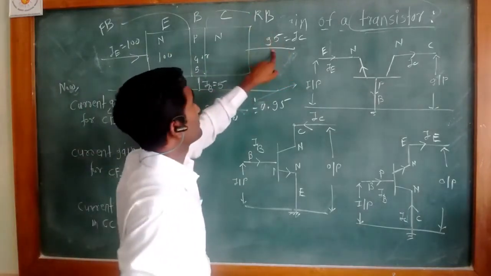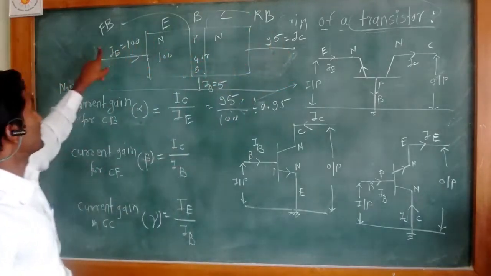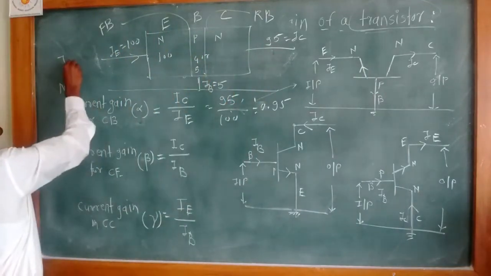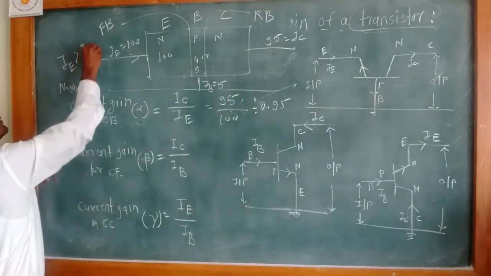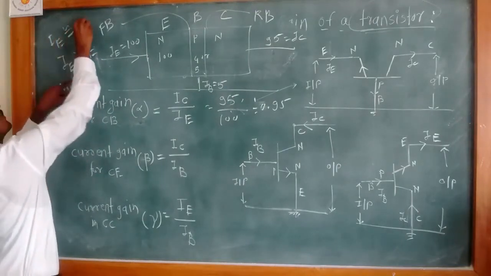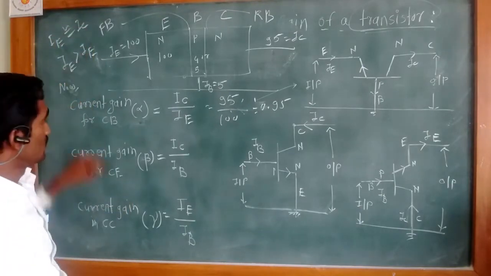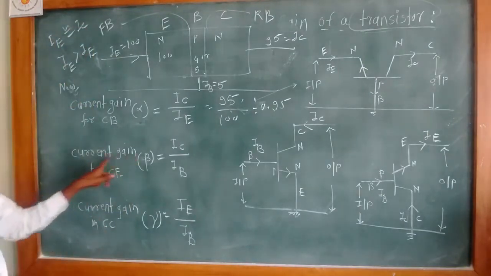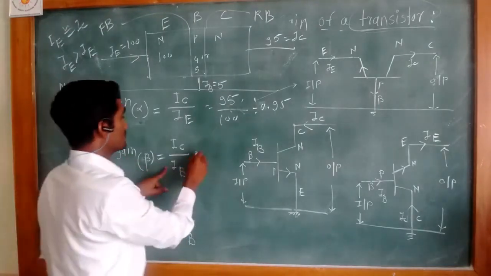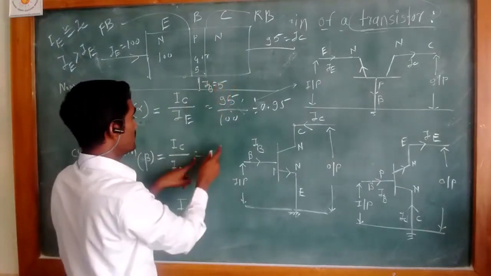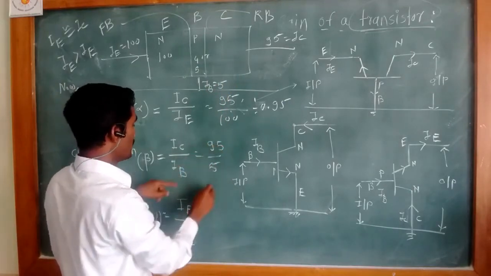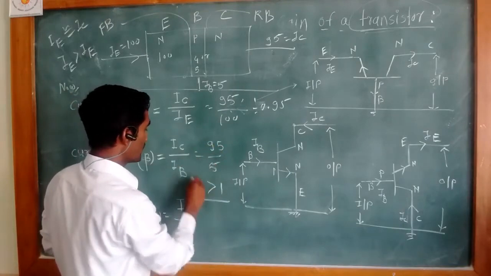So the collector current is always less than the emitter current, or we can say that IE is always greater than IC, but they are approximately equal. Similarly, for the current gain in the CE configuration, beta, IC is always greater. This is 95 and this is 5. So beta is always greater than 1.